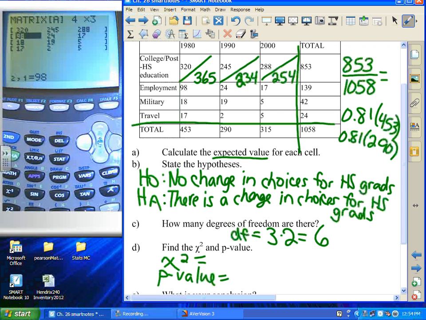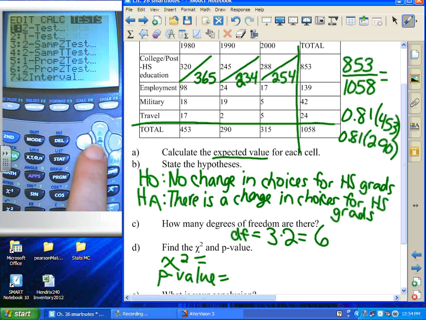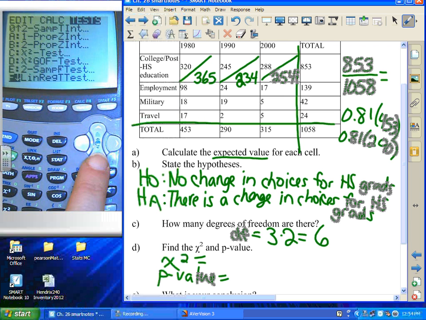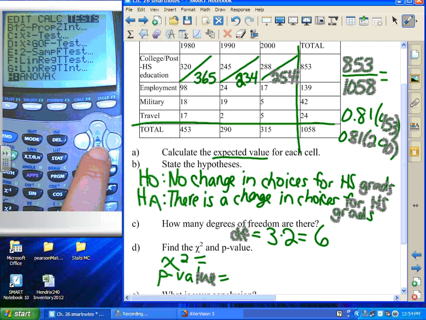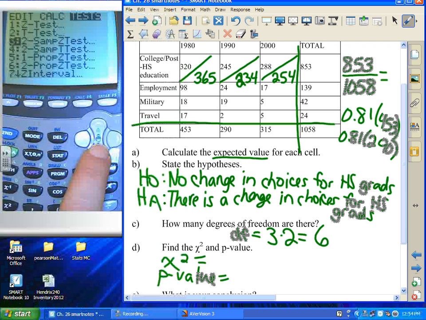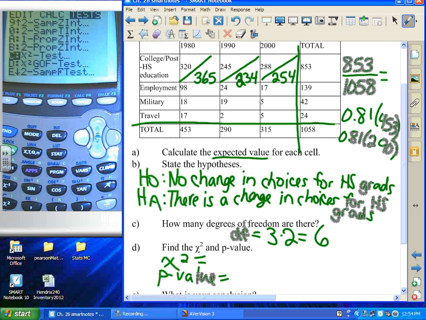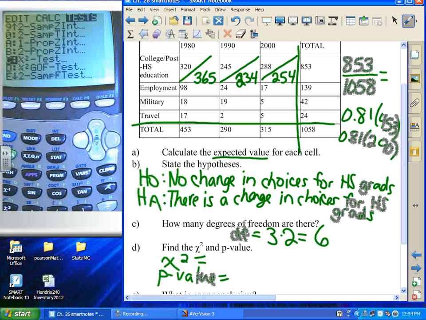Okay, now we're just going to do the test. Go to stat, test, and look for chi-squared, not GF, just chi-squared. Do we need to create another matrix? Nope. This is where the calculator will help you a lot.